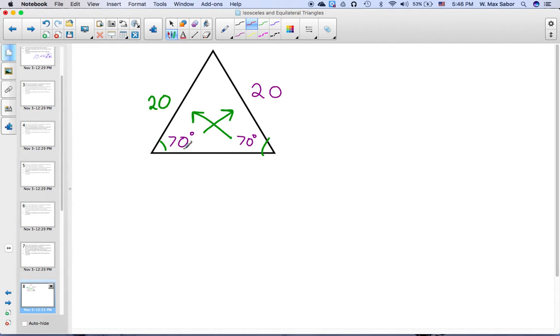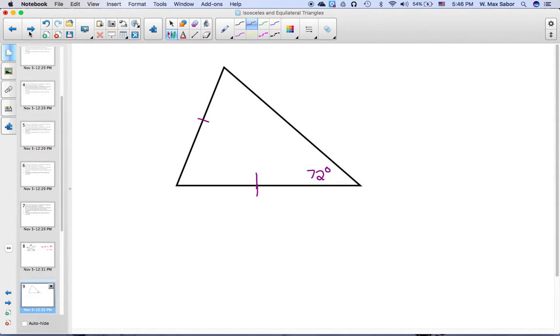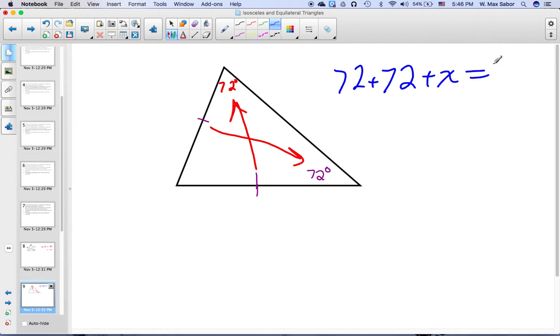There's another piece of information I can find, because this is 70 and that's 70. I can say that all the angles have to add up to 180, which would give me x is 40. So that's a 40-degree angle. So we got the 20 using isosceles, we got the 40 using 180 degrees. Here, we could say since that side and that side are congruent, then those two angles have to be congruent. So that's 72. And using the same idea, 72 plus 72 plus x equals 180. Solving that gives us x equals, I believe, 36 will be our other angle.